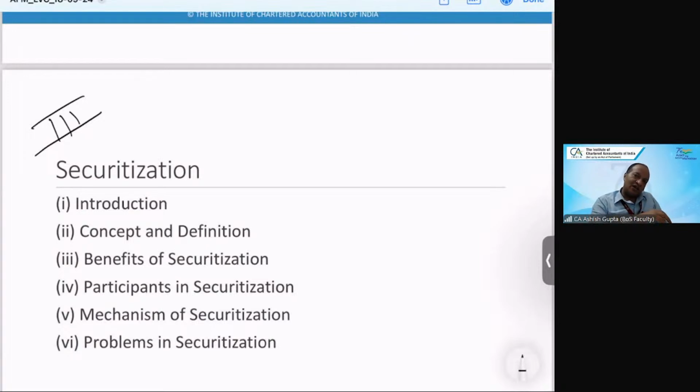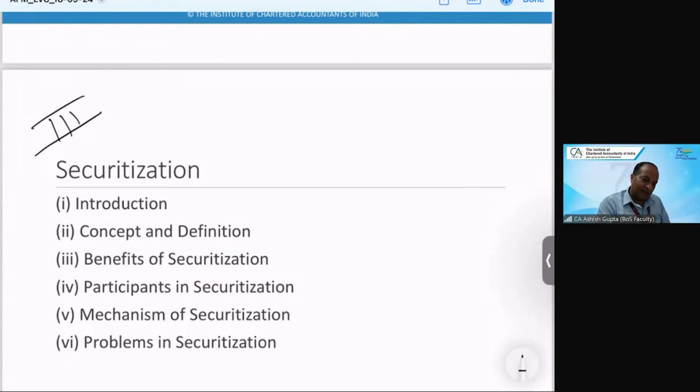They transfer all the receivables to some special purpose vehicle. Okay, and that special purpose vehicle issues the security backed by these receivables in the market. The money that comes from this issue of securities is transferred from the special purpose vehicle to the originator company. So by this, the originator company gets the money.